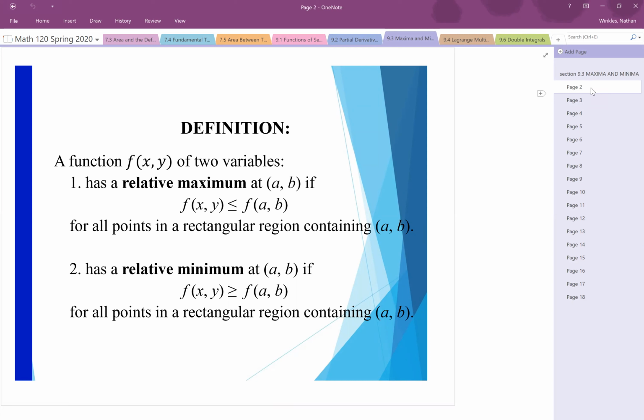A function f of x, y of two variables has a relative maximum at (a, b) if f of x, y is less than or equal to f of a, b for all points in a rectangular region containing the point (a, b). It has a relative minimum at (a, b) if f of x, y is greater than or equal to f of a, b for all points in a rectangular region containing (a, b). Like I said, we're trying to do it in a rectangular region instead of just an interval, because an interval is for x values. This is for x and y, so it has to be a region.